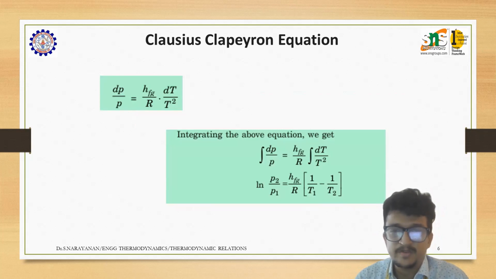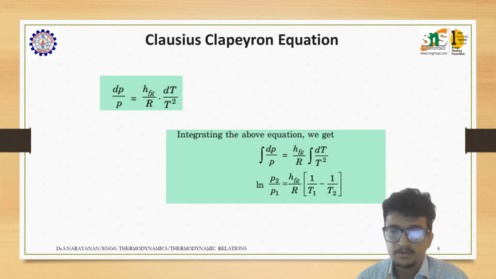While integrating dP/P, we will get ln P, and when we substitute the limits, we get ln(P2/P1). Similarly, when integrating dT/T², we get T to the power minus 2 plus 1 divided by minus 2 plus 1, that is T to the power minus 1 by minus 1. So we will get 1/T1 minus 1/T2. So ln(P2/P1) equals hfg/R into (1/T1 minus 1/T2). So this is the final equation, that is, the logarithm of the ratio of pressures will be equal to hfg/R into (1/T1 minus 1/T2).